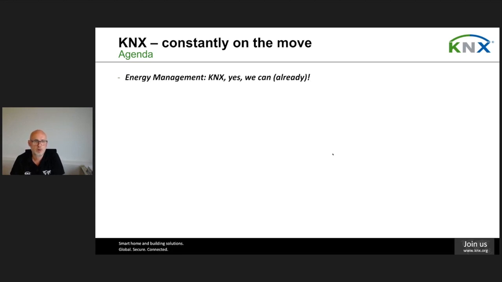First of all, I will take a glance at energy management. First, we ask ourselves the question: energy management, is that an application that KNX can handle? Of course, the answer is yes, we can do that already. I will explain you the philosophy behind the prEN50491-12-2 standard.